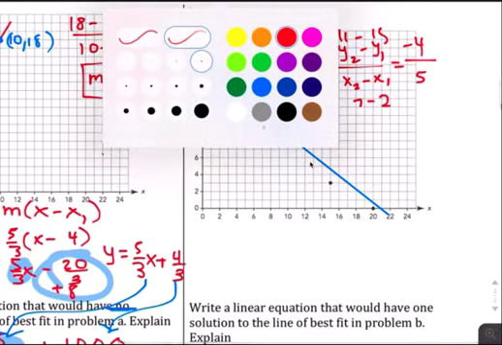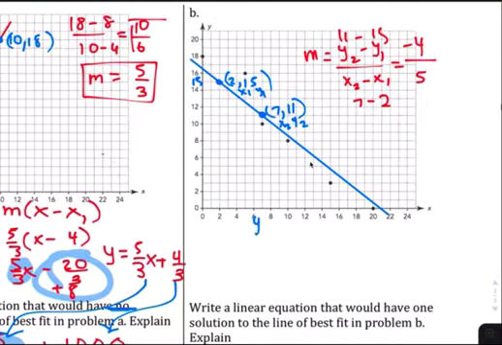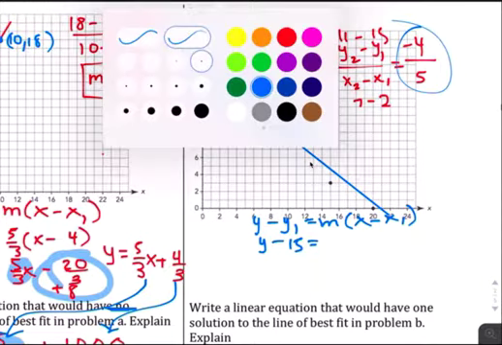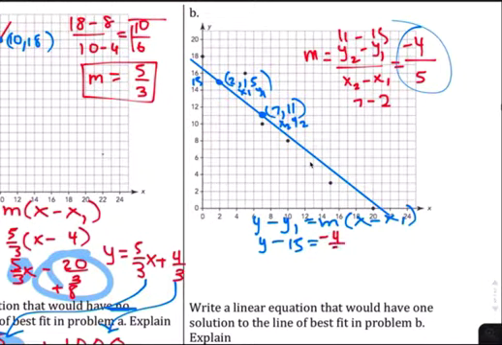Point slope. Point slope is y minus y sub 1 equals m parentheses x minus x sub 1. Okay, so y minus y sub 1, which is 15, equals m. M is your slope, which is negative 4 over 5, parentheses, x minus x sub 1, which is 2.